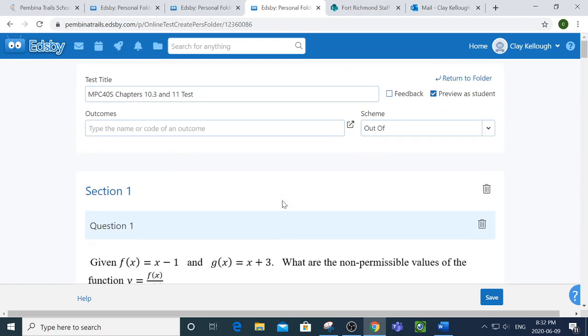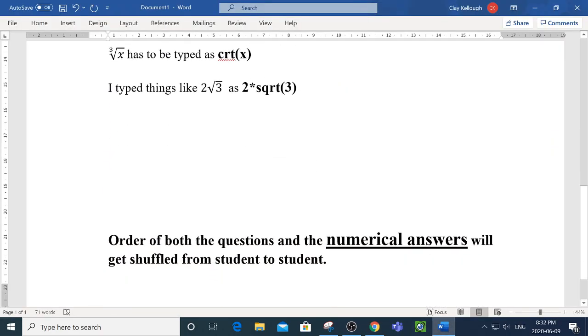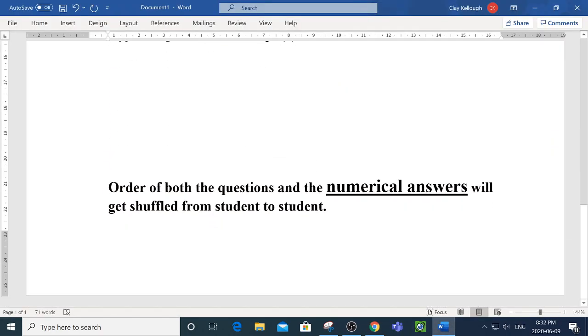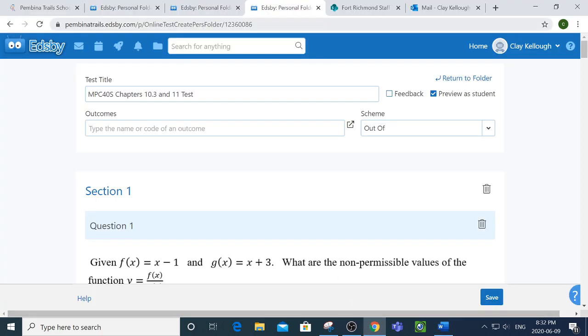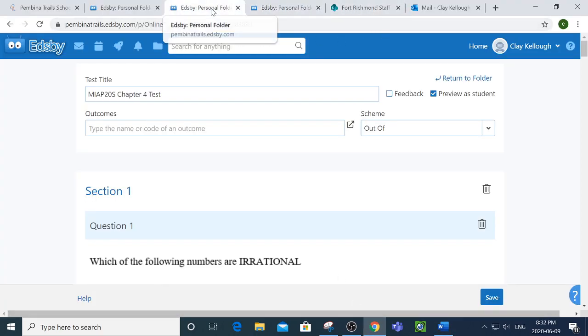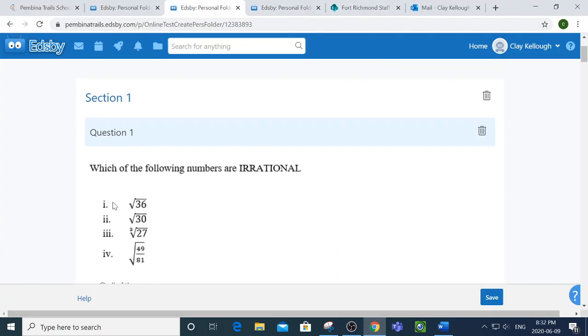Now, one last thing, and this is for all three of my classes. When you're doing the test, the order of both the questions and the numerical answers will get shuffled from student to student. So, for example, let's go back to the grade 10 test here. So this is your question. This is the question number 1 I'm looking at right now. But when you get the test, that might not be your question 1.